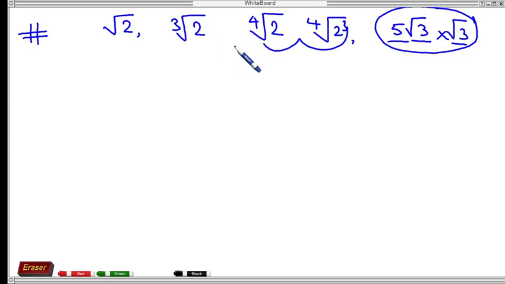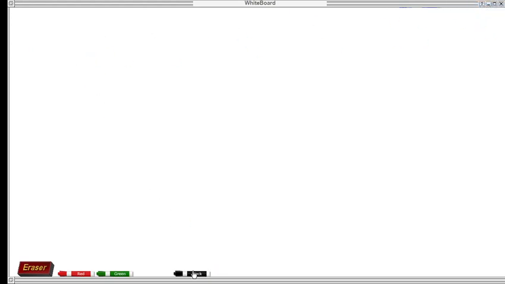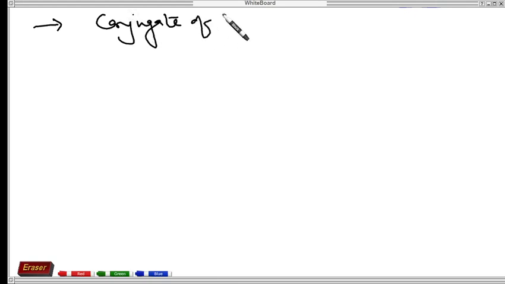Okay, now all these are monomials, having a single term. If there are two terms, then what is the rationalizing factor, or what is the conjugate of a sort? That is the next part. Yes, now the next part is about the conjugate of a sort, dear students.